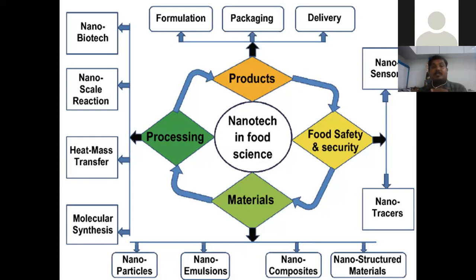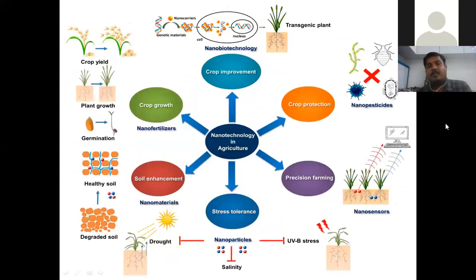Apart from that, in the processing section, nanobiotechnology is involved in nanoscale reactions and heat mass transfer. This process happens at the industry level. Food here means not the direct food we take day to day, but snacks and packed foods that many people are using anywhere. In packed food, they save it for the long term. People are using many chemicals to preserve this, so to avoid this, nanotechnology is involved in food processing and technology.